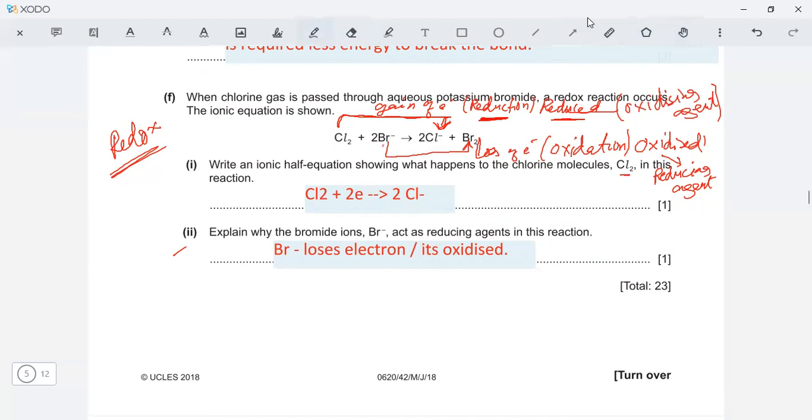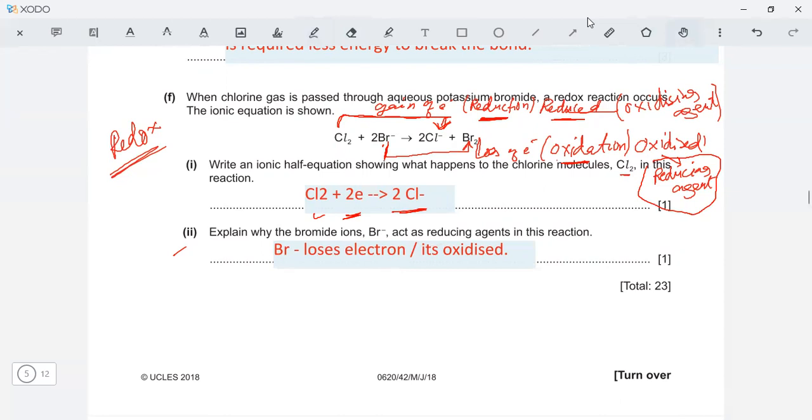And on the other hand, bromine, what we called Br minus as well, actually lost electrons. So loss of electrons is known as oxidation. Oxidation means the bromide is actually oxidized. So which is oxidized, that is known as the reducing agent. So you simply write here: chlorine gains electrons to form chloride, Cl minus.